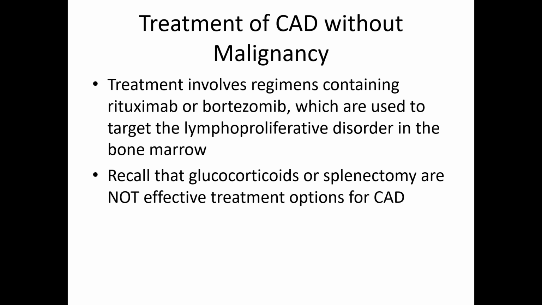Remember that when we compare autoimmune hemolytic anemia subtypes, warm autoimmune hemolytic anemia is the most common and tends to be responsive to steroids and splenectomy, depending if the patient's old enough or surgically capable of tolerating splenectomy. But this is typically not effective treatment for patients with cold agglutinin disease.